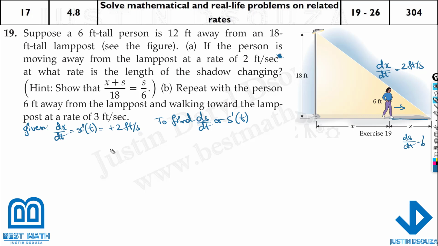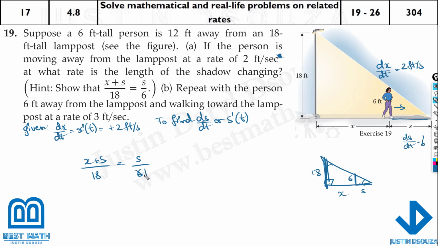Now the solution. If you look carefully, these are similar triangles. There are two triangles inside. The angles will be the same, and this is 90 degrees, so this is a similar triangle, and we can use the relationship of similar triangles. The bigger, outside triangle has sides x plus s, so we write (x plus s) divided by 18, equal to the inner triangle, s, divided by its height, which is 6 feet, so divided by 6.